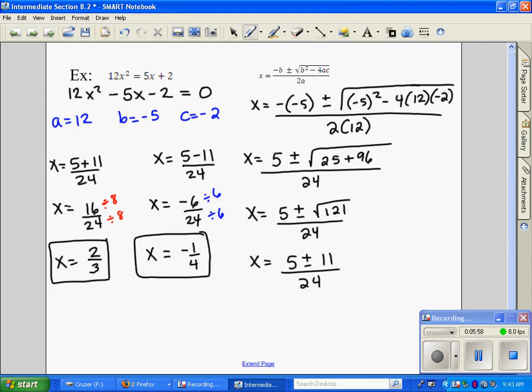Okay, so solving quadratic equations using the quadratic formula, you just have to get it in this format, move everything to the left and have it set equal to 0. Name your a, name your b, name your c, careful to keep your signs in front, and then you plug them into this formula using order of operations.